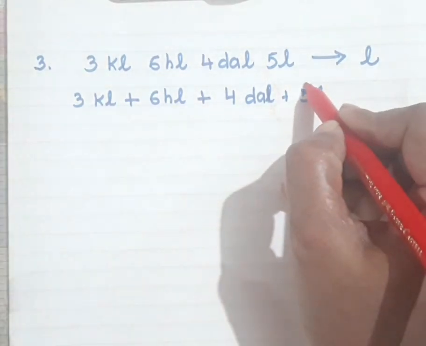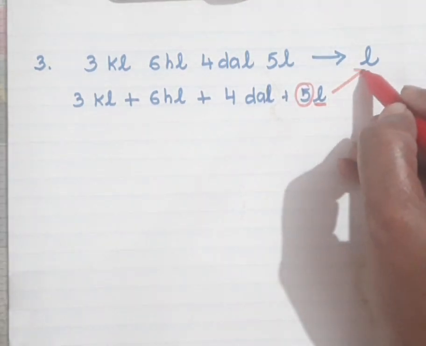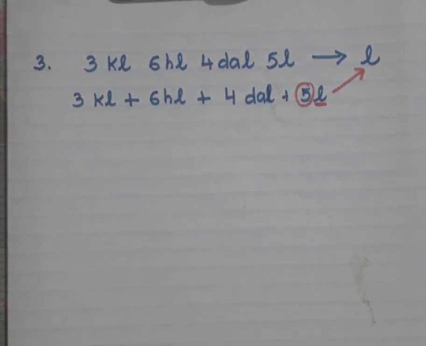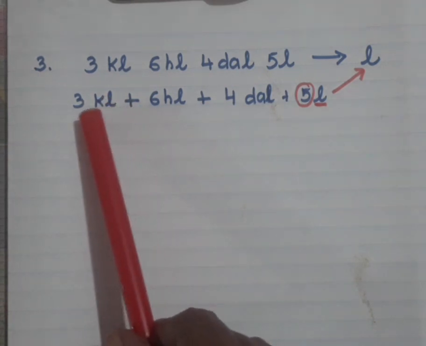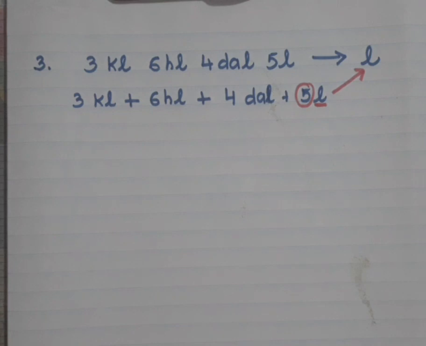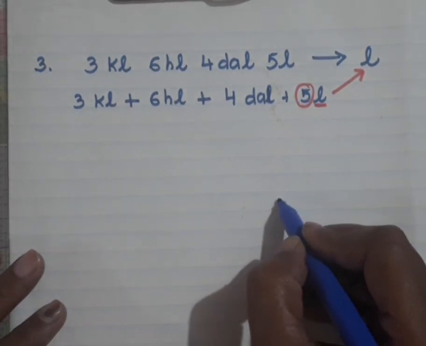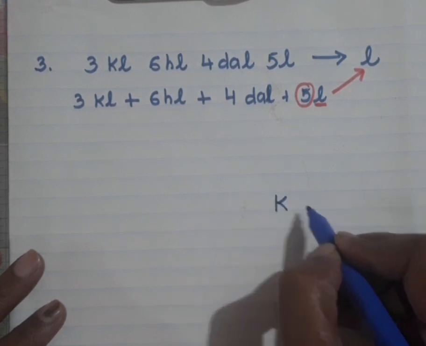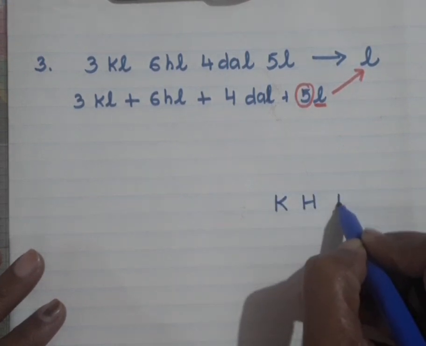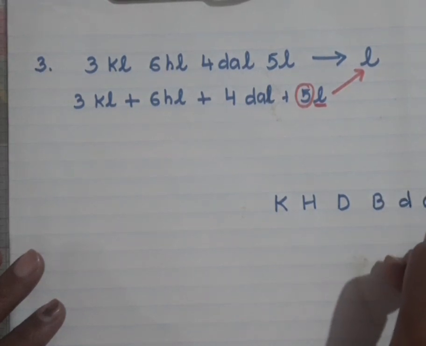Now, do you notice here this 5 is already in liters, right? It is already in liters. So, I don't have to do anything to this. But I do have to bring about the changes in kiloliter, hectoliter and decaliter. And how should I do that? Please observe this carefully. Let's write the sentence. I will write a little bigger here so that it's clearly understood. King Henry died by drinking chocolate milk.